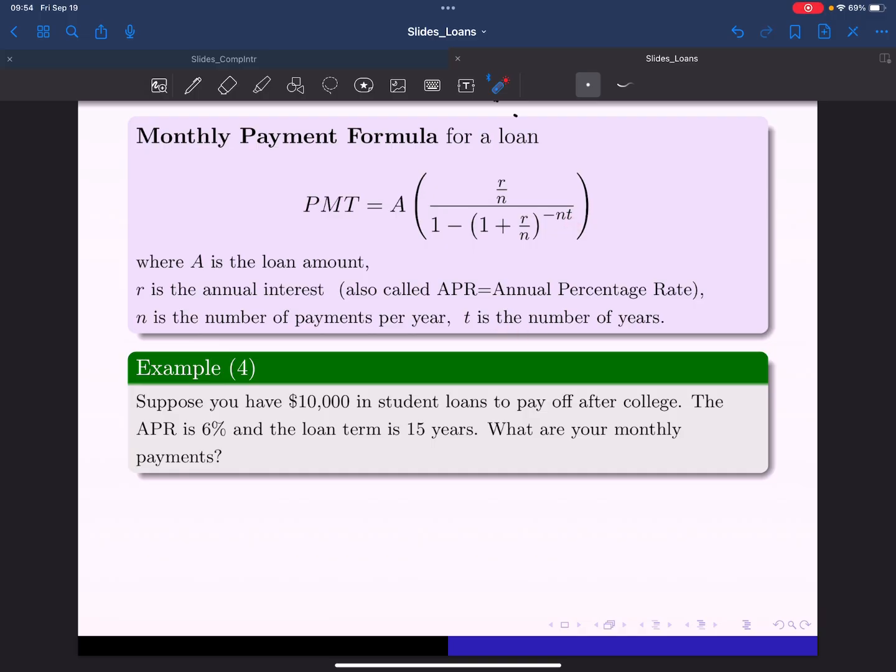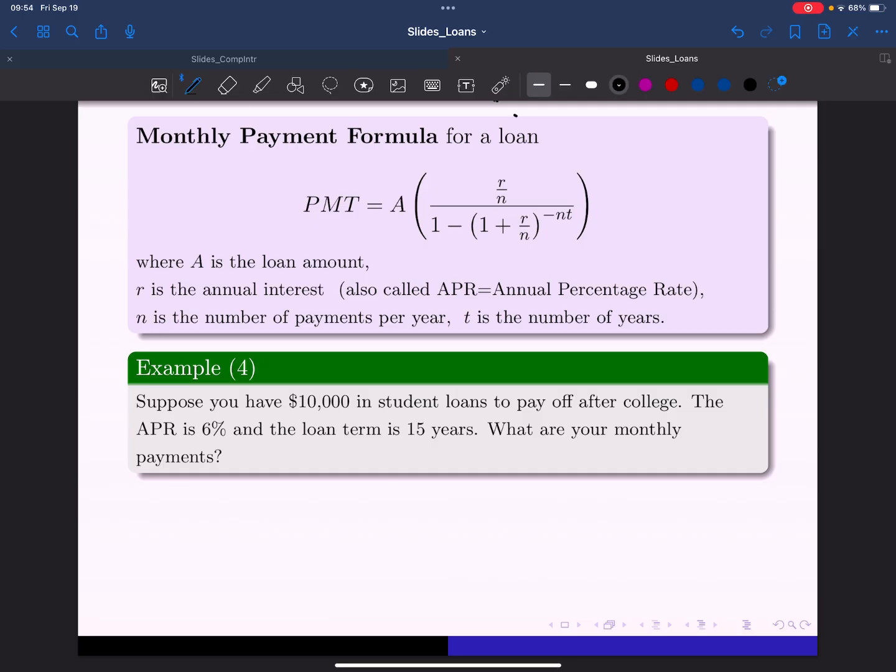So suppose you have a $10,000 student loan to pay off after college. The APR is 6% and the loan term is 15 years. What are your monthly payments? We pretty much use this formula, but the whole formula is pretty hard to enter, so we would break it down into certain parts.